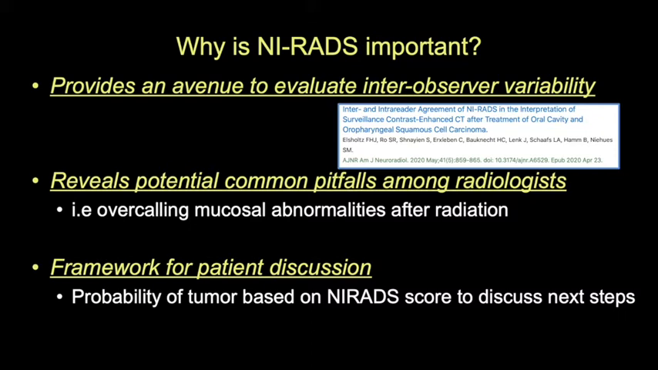It is a great framework for patient discussion. Very powerful to know the probability of tumor based on a NI-RADS score in order to discuss the best next steps with a patient.